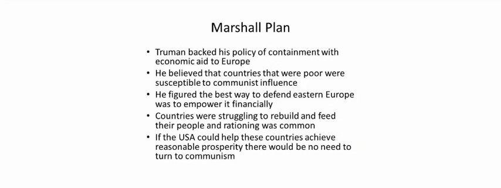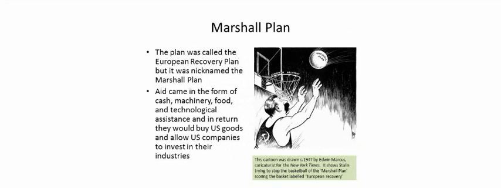So, the Marshall Plan is the idea that in order to give people reasonable prosperity so they don't feel like they have to turn to communism, we give them money. Now, this is called the European Recovery Plan, but was nicknamed the Marshall Plan. It comes not just in terms of cash, but as machinery, food, technological assistance, and in return, they would buy US goods and allow US companies to invest in their industries. This is basically to sell it to Congress and the American people. It's not just giving free money.